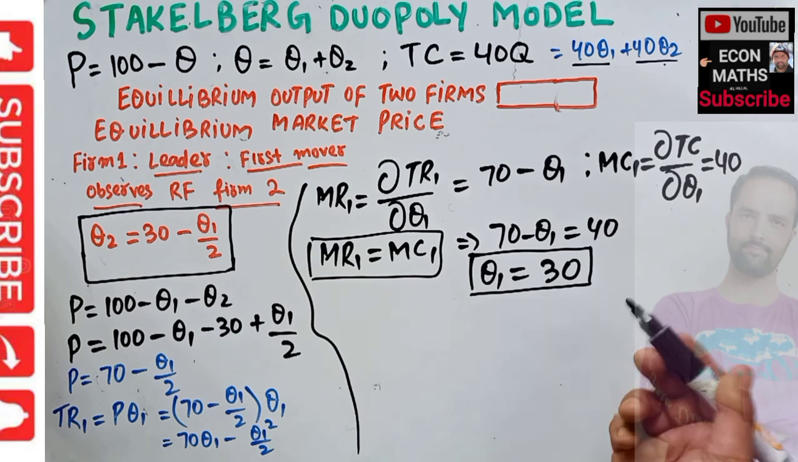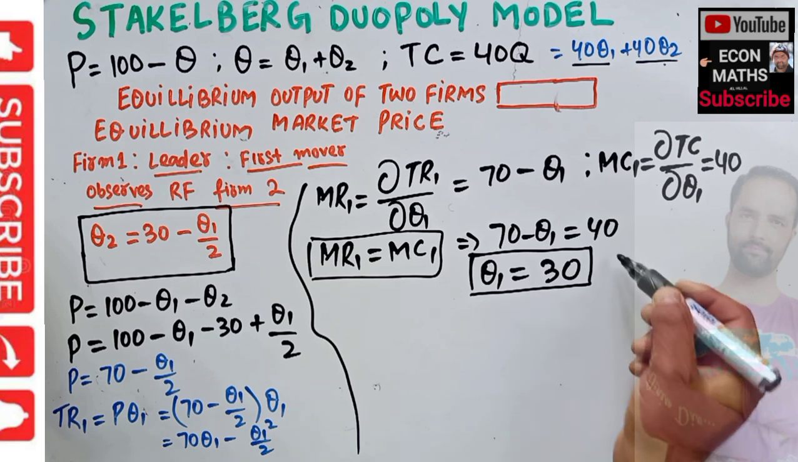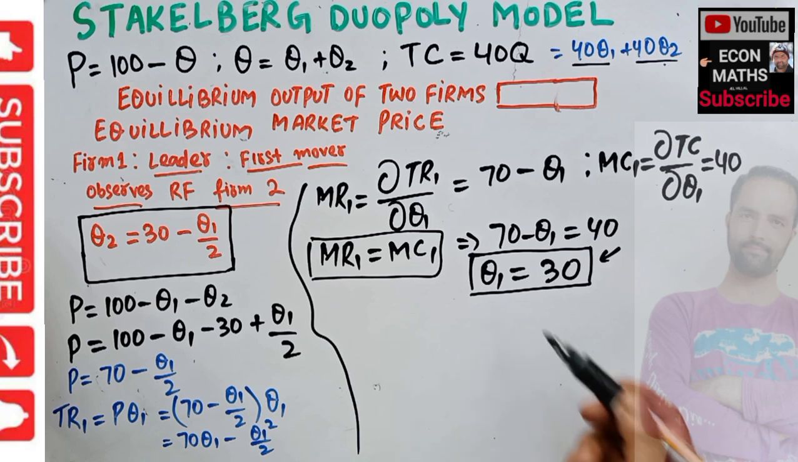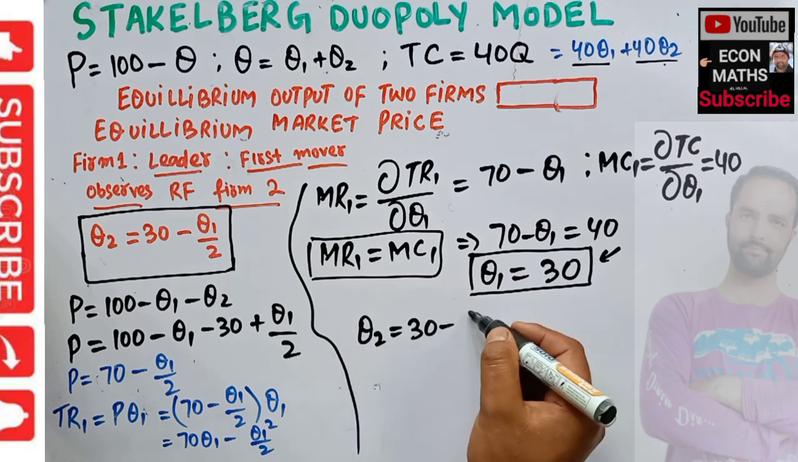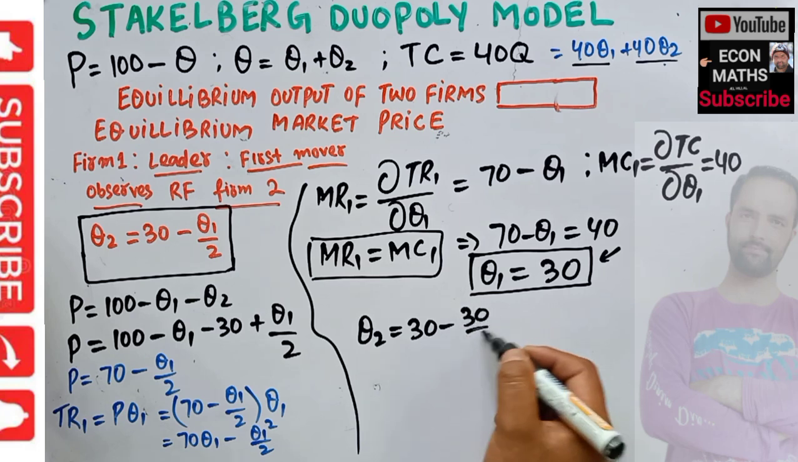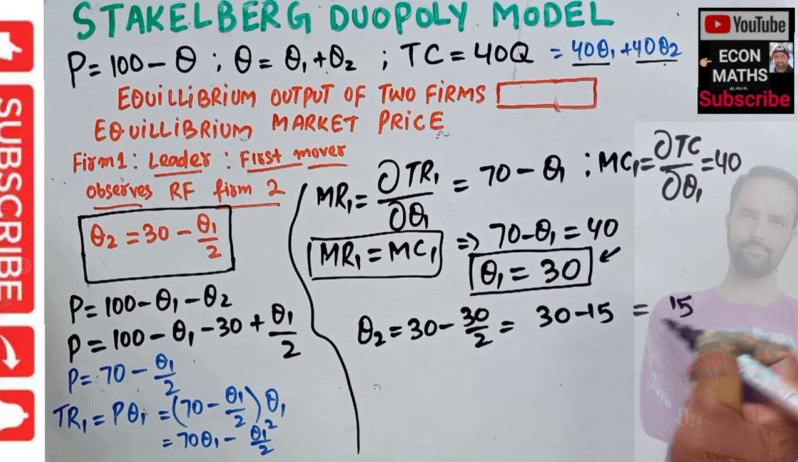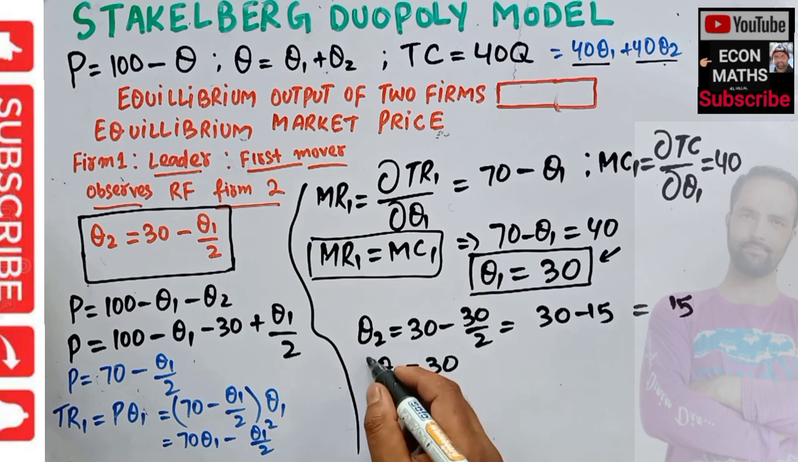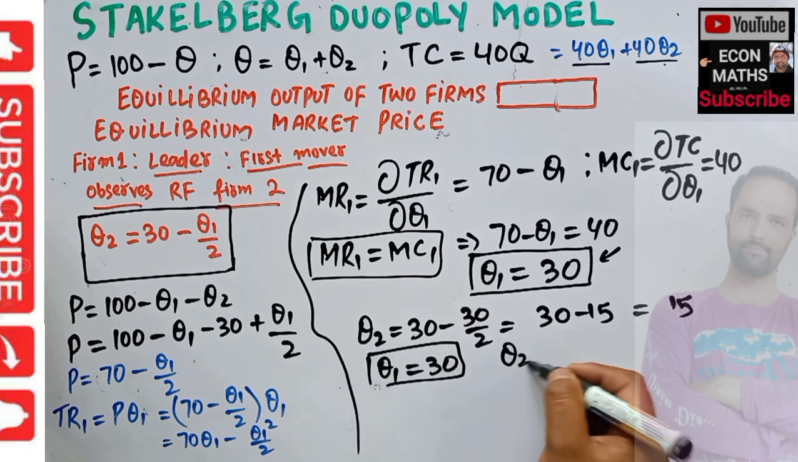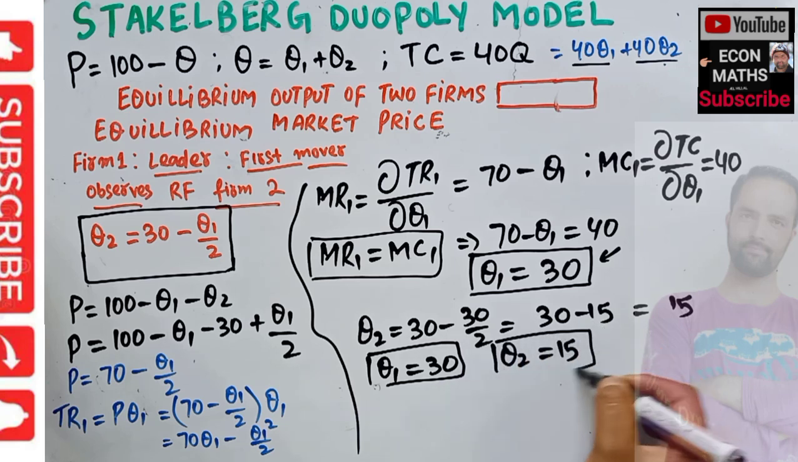Now what about firm 2? Firm 2, which is the follower firm. To get the output level of that firm, we just put q1 is equal to 30 in the reaction function of firm 2. That means the output level of firm 2 will be equal to 30 minus q1, which is 30, upon 2, so 30 minus 15, which comes out to be 15. That means the leader firm will produce 30 units of output, and the follower firm will produce 15, half the output level produced by firm 1.